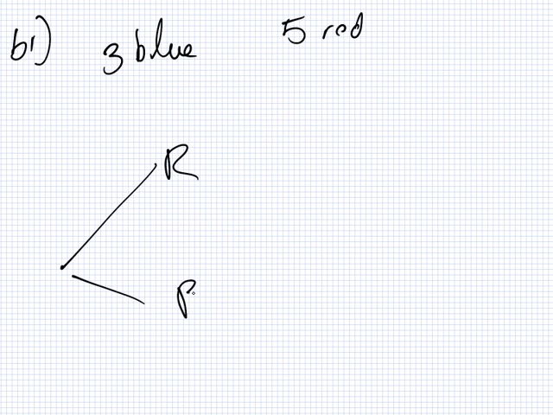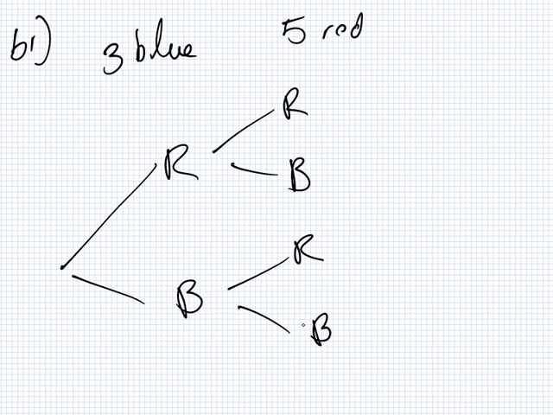A box contains 3 blue and 5 red. You take out 2, draw the tree. Right, you can have red pill or blue pill, red pill or blue pill, red or blue. This one here, 5 over 8. And this one here, 3 over 8. This one here, 4 over 7. This one here, 2 over 7. This one here, 5 over 7. And this one here, 3 over 7.